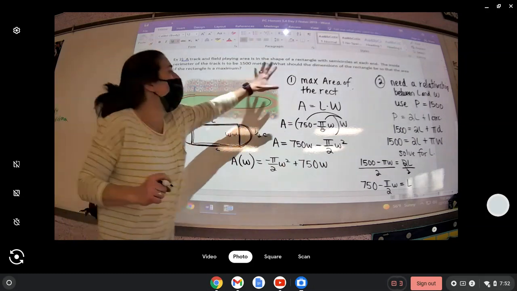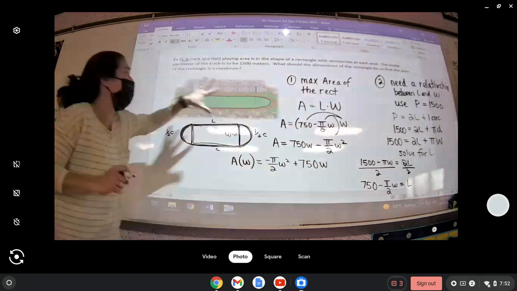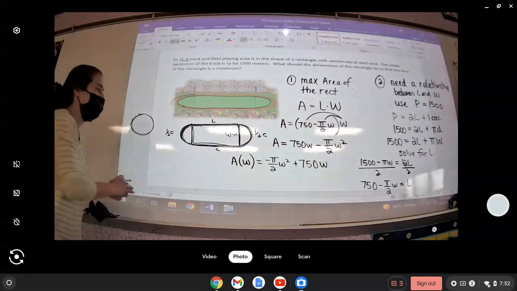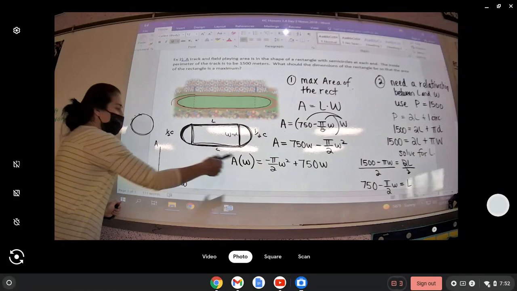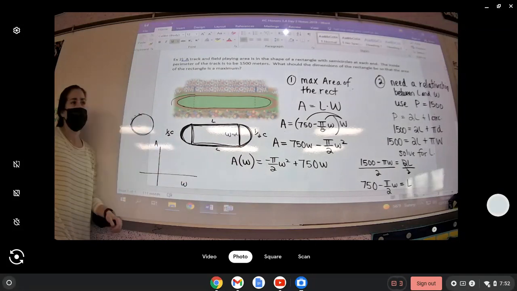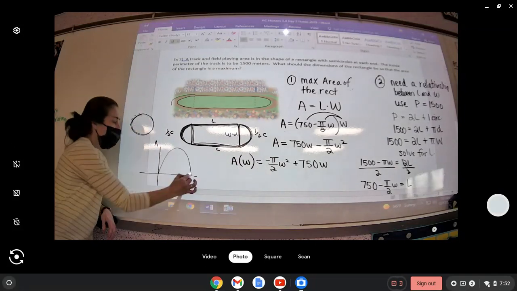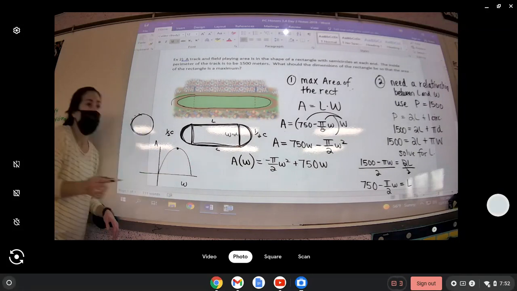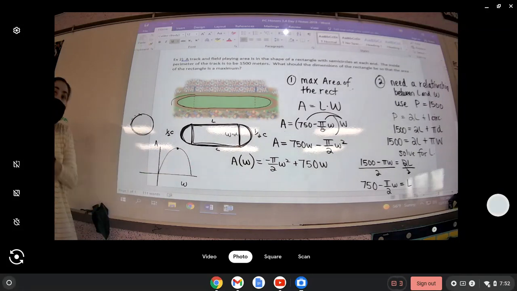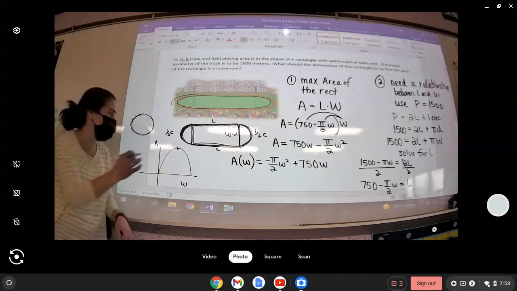They want us to know what dimensions should the rectangle be to maximize its area. Well, guys, look. W goes in, area comes out. That leading coefficient is negative. So would this parabola open up or down? So who's going to be his maximum point? His vertex. So we want to find the dimensions, right? They didn't ask for the max area. They asked for the dimensions.